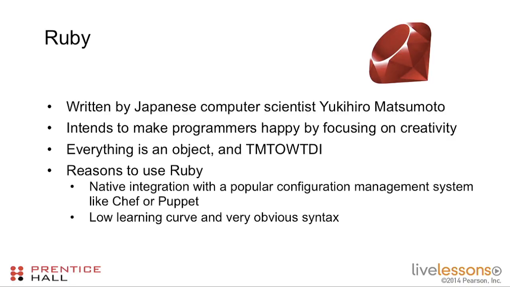Ruby is great for native integration with some of the really popular configuration management tools out there, such as Puppet and Chef. It has a very low learning curve, an obvious syntax, and is very simple to read. Many open source projects are coded in Ruby.